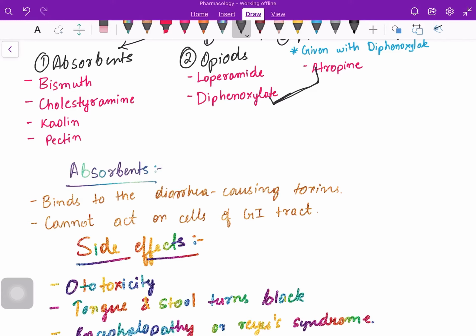Next is the cholestyramine, that is a little sticky. We can say it is sticky and given as a cholesterol lowering agent, and binds to the bile and certain bacterial toxins. Kaolin and pectin, these are both derived from a plant and they absorb bacterial toxins and water, and they should be avoided within 2 to 3 hours of other medication. These should not be given within 2 to 3 hours of other medications.